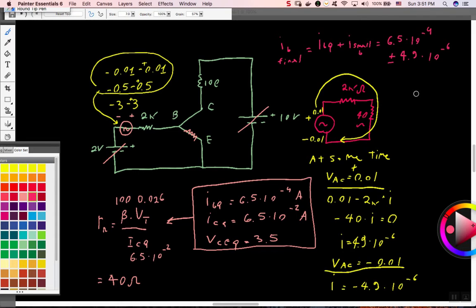So we see that IB final goes between, now we need to use a calculator, 6.5 times 10 to the minus 4 plus 4.9 times 10 to the minus 6. So this is like 6.549, right? So it's a pretty small number.